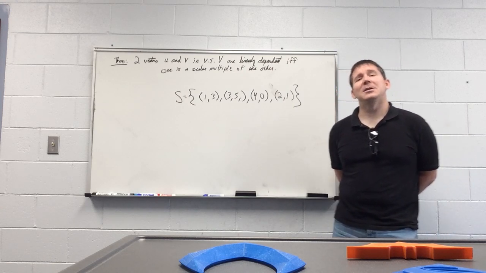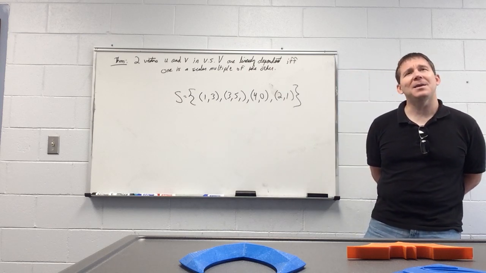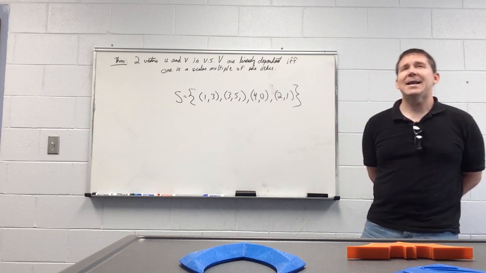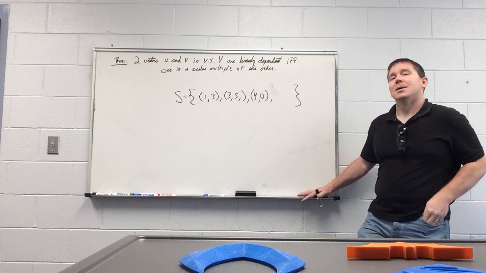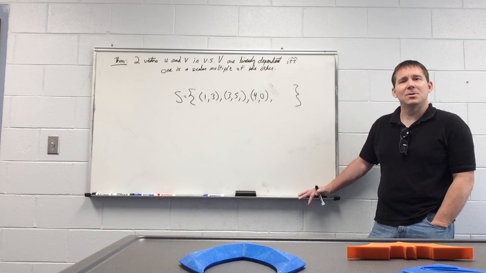If these are all linearly independent, and they span all of R2, can I maybe remove one of them arbitrarily? Could I remove that? Would they still be linearly independent? Would they still span R2?